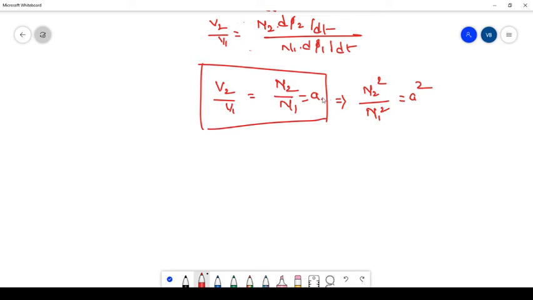Now if we take the circuit, I am going to calculate the input impedance of a transformer by taking the same circuit, which has one primary coil and another secondary coil.